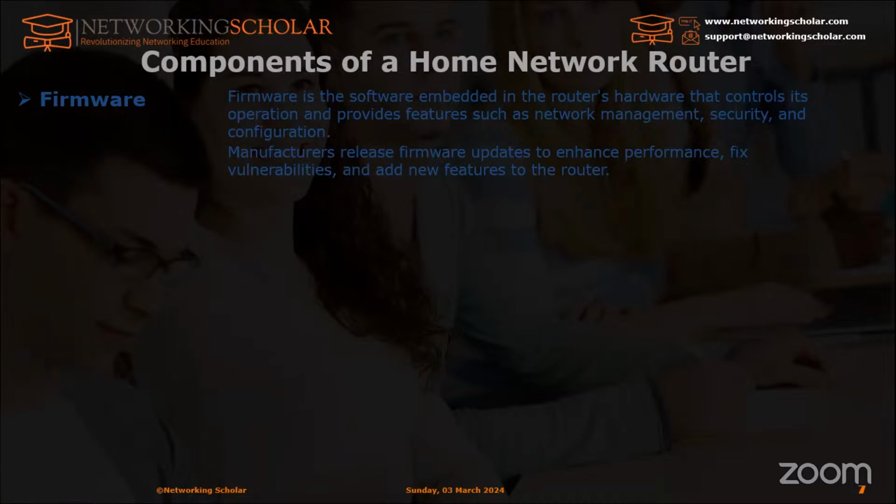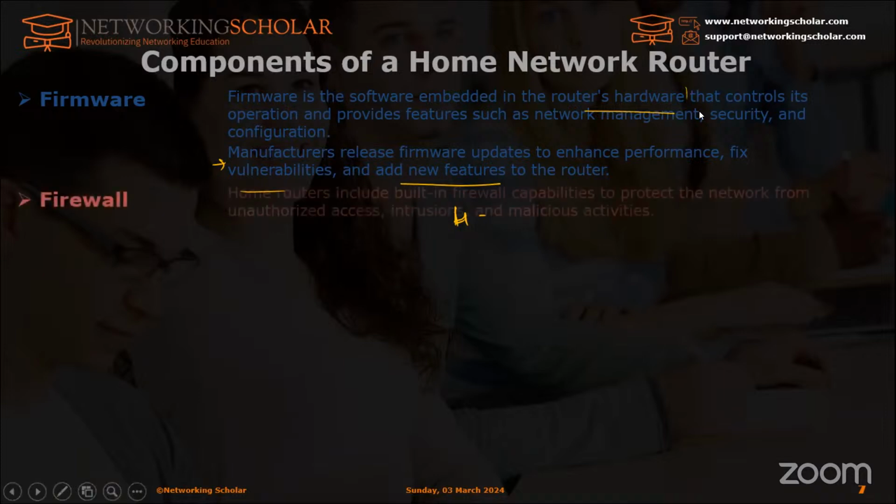It sits between hardware and user. The manufacturer releases firmware, and if there is any kind of bug, it will release new firmware, or an updated firmware, to enhance performance, fix vulnerabilities, and add new features to the router. Firmware is a software, right? You understand, right? It will control the router's functionality, basically its operations.